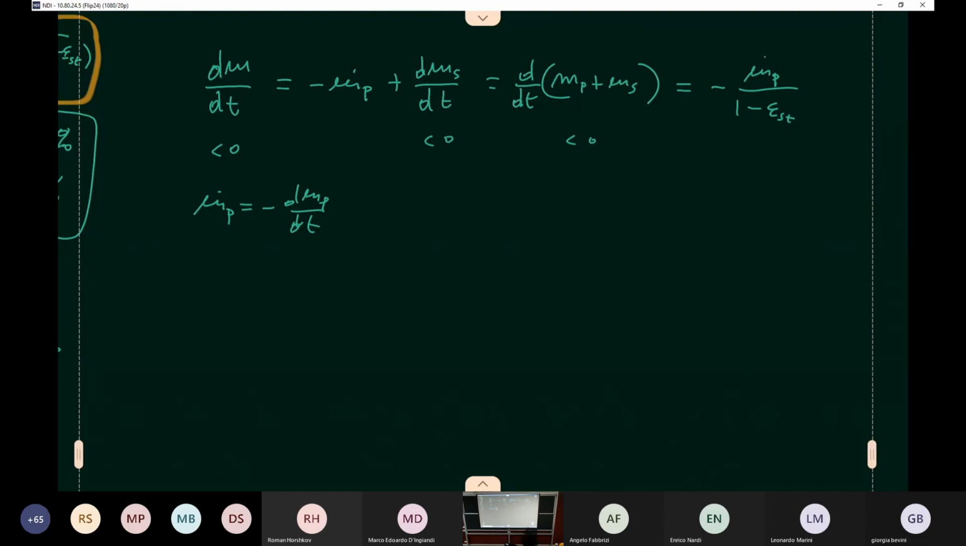So if we use this in the rocket equation, where we have m dv/dt, the mass by acceleration of the vehicle is equal to the applied force, which is ṁp ue, we can substitute this expression of ṁp now, and it will be 1 minus epsilon. And here I have ue, and then dm/dt.